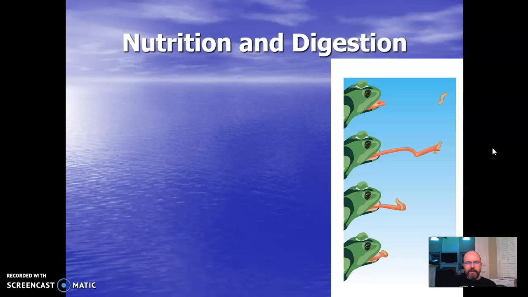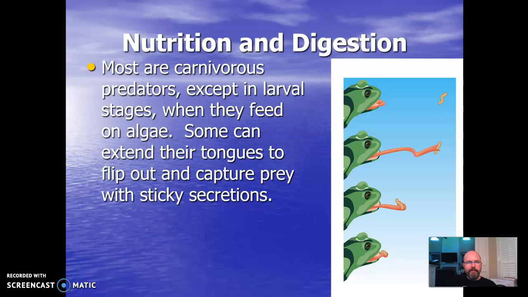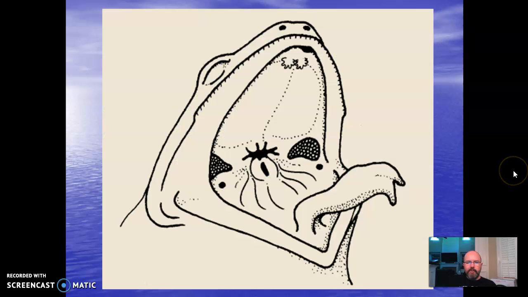Nutrition and digestion, getting food. You can see a nice picture there of a frog catching some sort of flying insect, lashing out with its tongue. Most amphibians are carnivorous predators, except in the larval stages when they feed on algae. They can extend their tongues out and capture prey with sticky secretions.